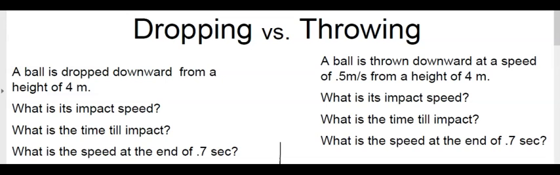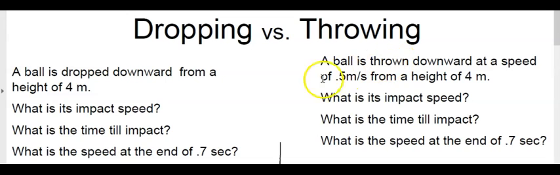Let's take a look at this question. On the left side, I have a question, and on the right side, I have a very similar question. On the left side, it says a ball is dropped downward from a height of 4 meters. Whereas on the right side, it says a ball is thrown downward at a speed of, say, 0.5 meters per second from a height of 4 meters. So the only difference between the left side problem and the right side problem is that the left side is a free fall problem, and the right side is a throwdown problem.